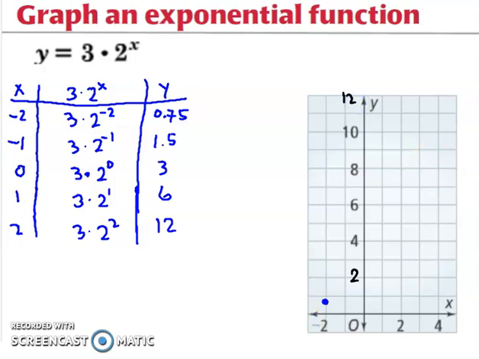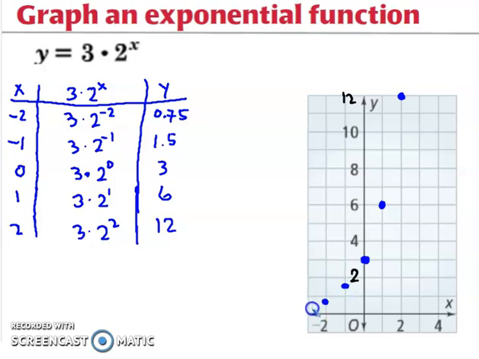Okay, the next ordered pair is -1, 1.5. -1, 1.5 is somewhere here. Next ordered pair is 0, 3. This is our y-intercept, 0, 3. Next ordered pair is 1, 6. And the last ordered pair we have is 2, 12.